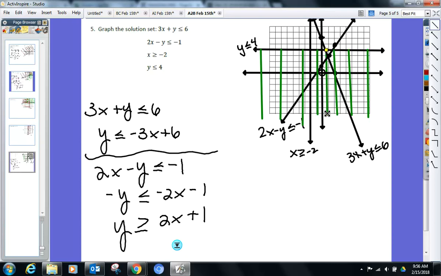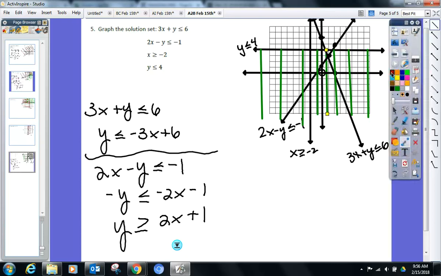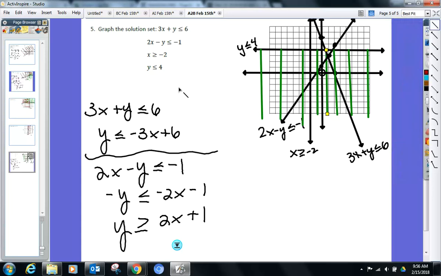Okay. New color. Is 0 greater than or equal to negative 2? Yes. Okay, all right, stop. So where should I shade relative to the vertical line? To the right or to the left? To the right, towards 0, 0.